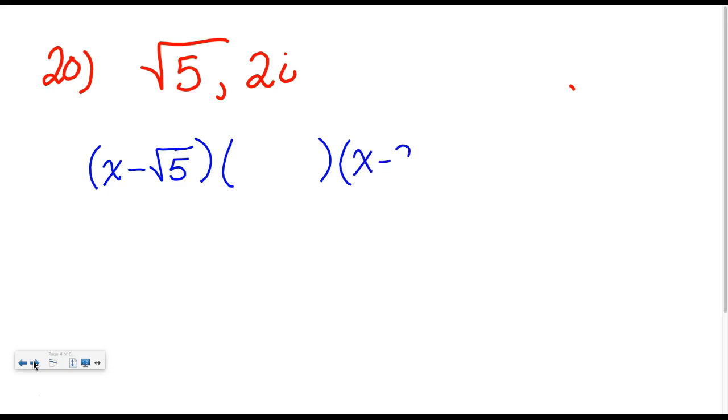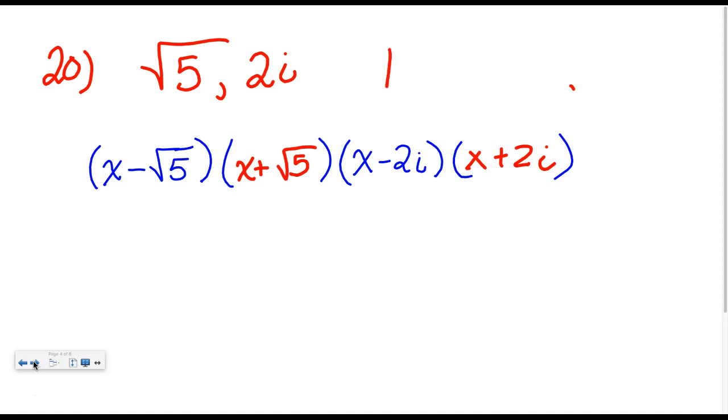So if 2i was a 0, x minus 2i is a factor, but it needs a buddy. The one you put in here is always the conjugate. So it has the same lead, same end with the opposite link. What that does is when we FOIL, so in the box by number 20, write the word FOIL, just so I know you're listening. We do x squared.